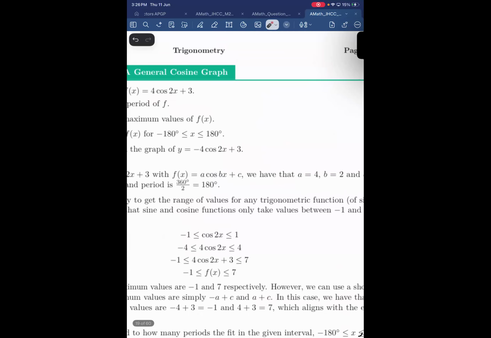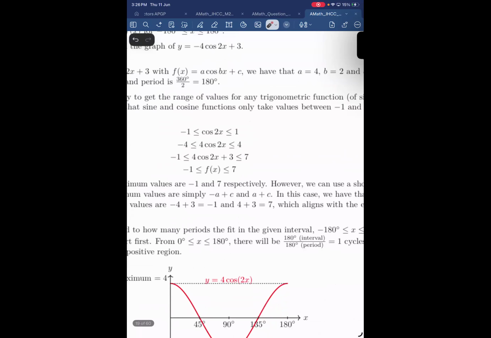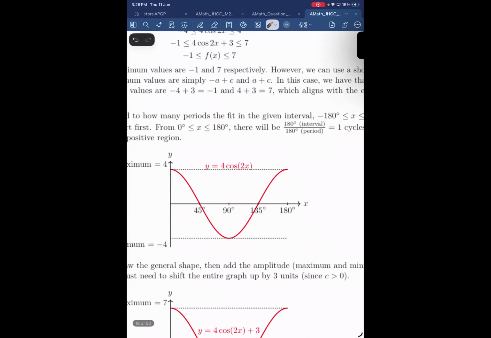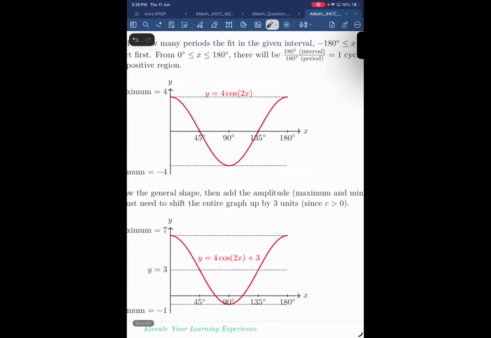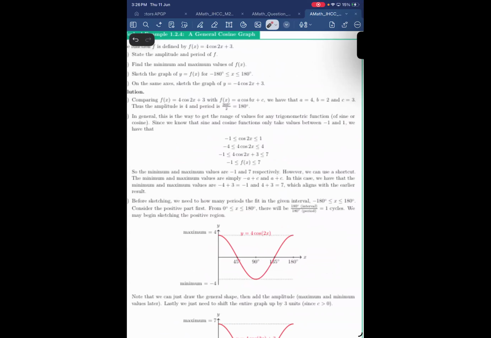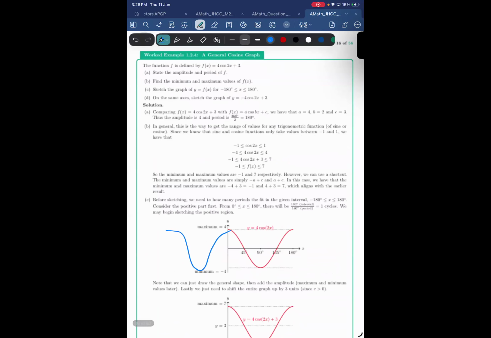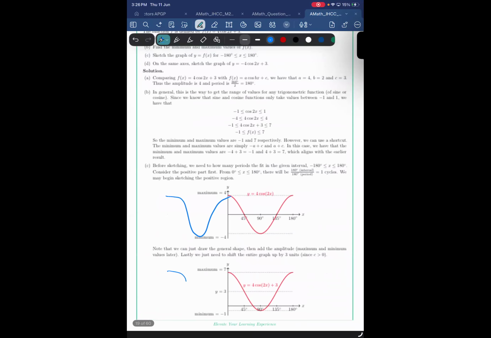From minus 180 to 180, the period is 180 degrees, so on the left side of the graph, from minus 180 to 0, there is going to be one cycle, and from 0 to 180, another cycle. Actually, the working here is not complete. It should have another one down here, and it should look exactly the same.